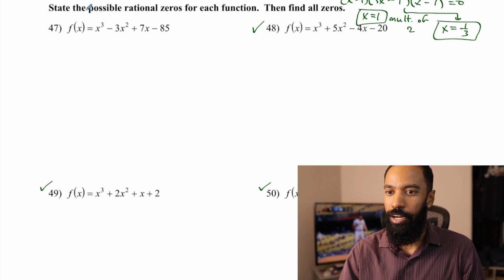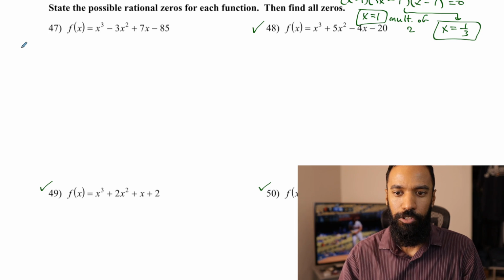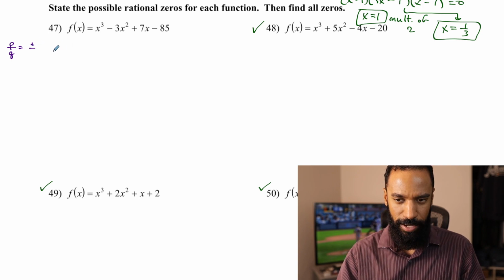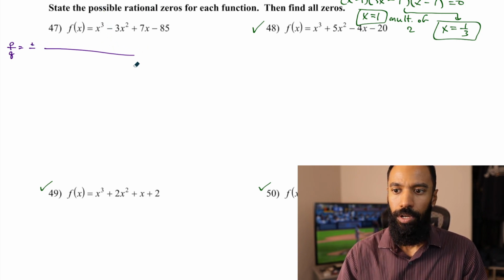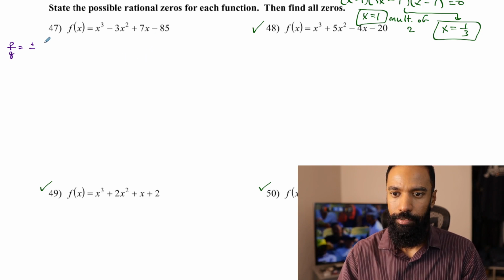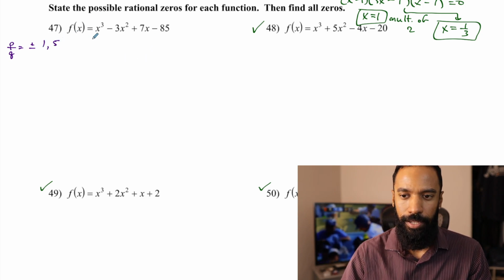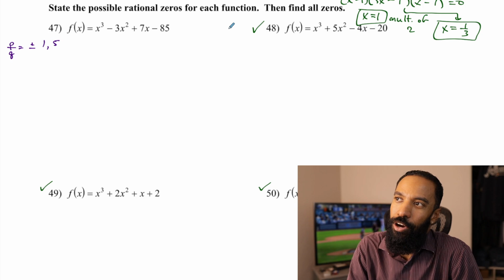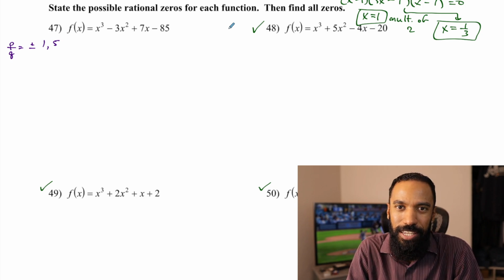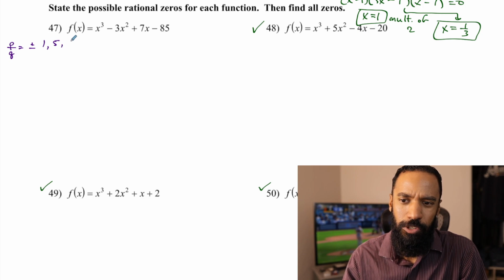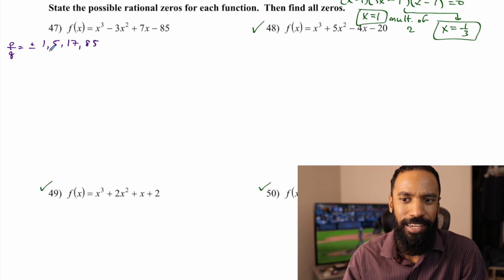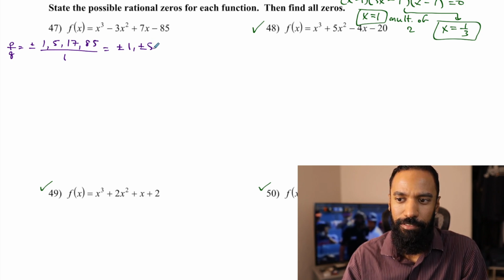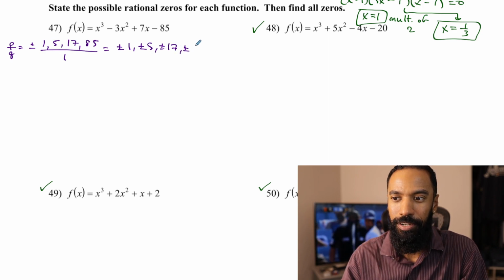So number 47 right here. State possible rational zeros for each function, then find all zeros. We still got to list the p's over q's, whether or not we're going to use them all. So we're going to do plus or minus factors of 85. We can divide 85 by 1, 5, and when you divide it by 5, you get 17. So 17 is one of them. 17 doesn't have other factors, and then 85, over factors of 1, which is plus or minus 1, 5, 17, and 85. If I missed one, sorry.